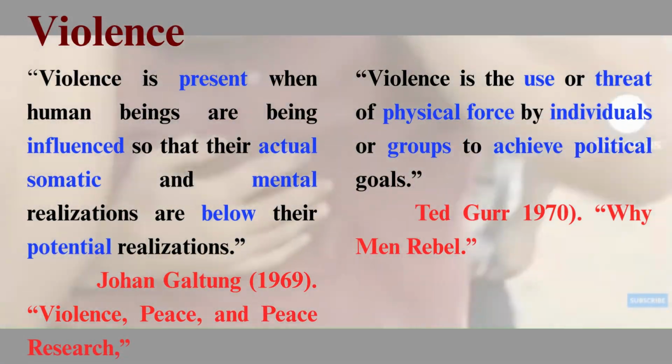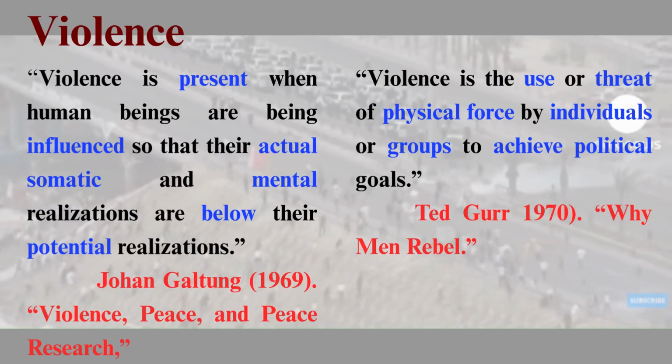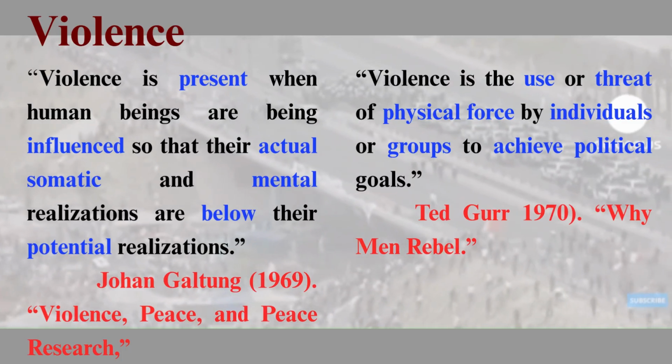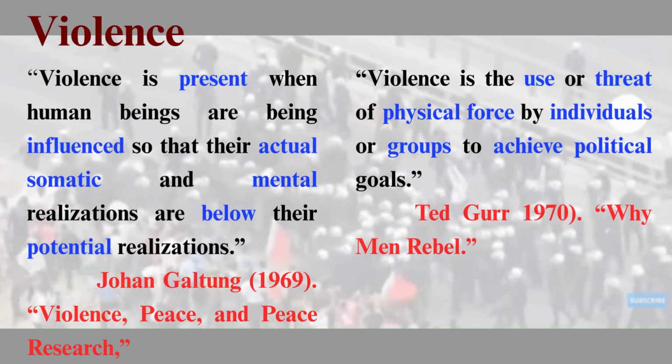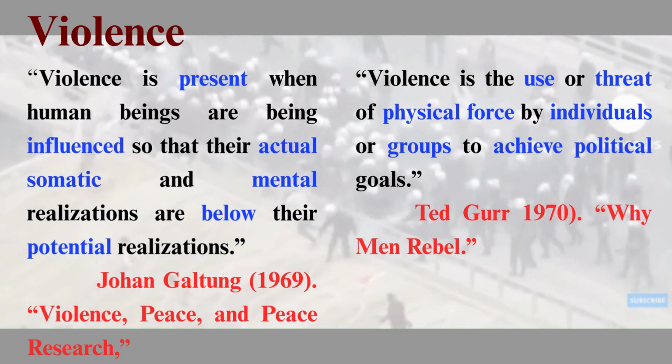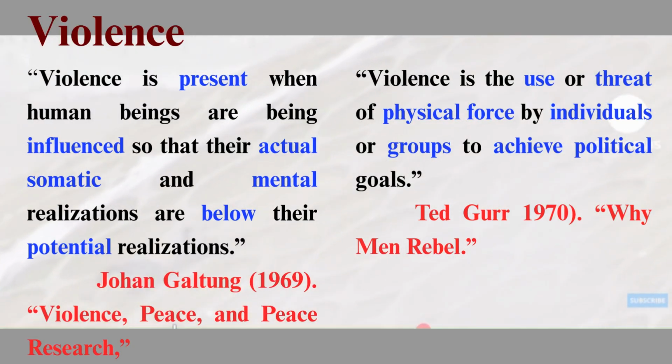Johan Galtung defines violence as more than direct harm. He includes structural and cultural forms that prevent people from meeting basic needs. Ted Gurr, on the other hand, focuses on political violence, arguing it stems from relative deprivation, when people feel they deserve more than they're getting, leading to unrest and conflict.